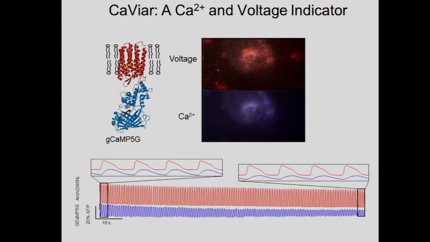And the key point here is that the calcium indicator is based on GFP, and so it's excited by blue light and emits green, while our voltage indicator is excited by red light and emits in the near infrared. So you can look at both of these at the same time.